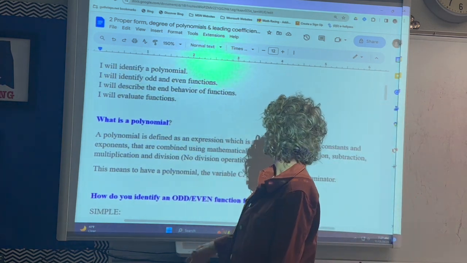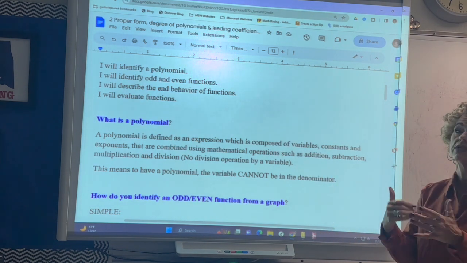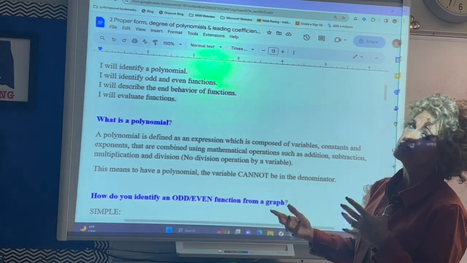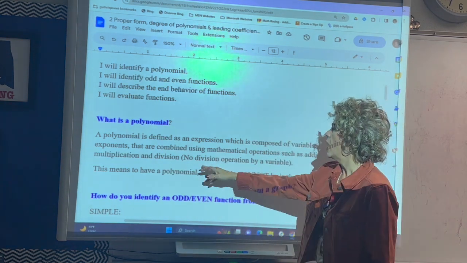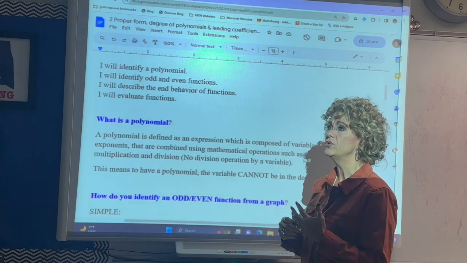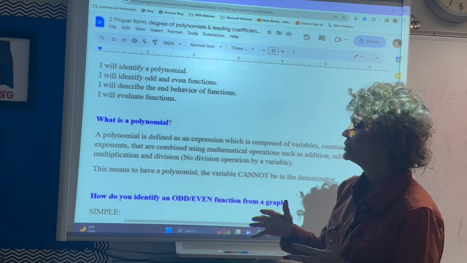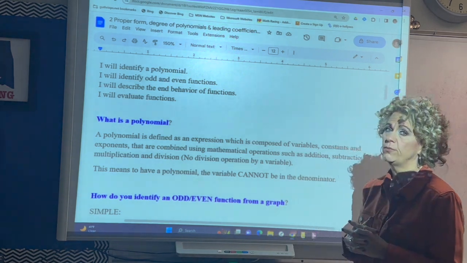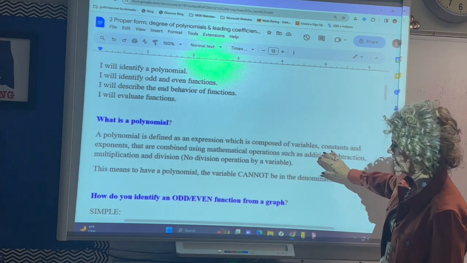A polynomial is defined as an expression which is composed of variables, constants, and exponents that are combined using mathematical operations such as addition, subtraction, and multiplication and division. However, no division operation by a variable. So anytime you see a variable in the denominator, most likely it is not a polynomial. So this means in a polynomial, the variable cannot be in the denominator.